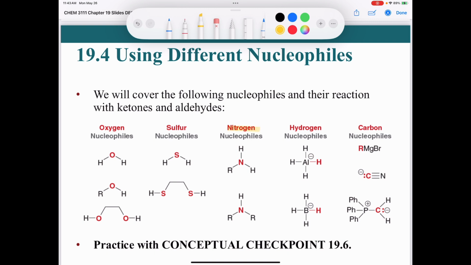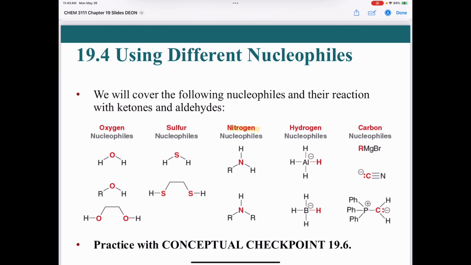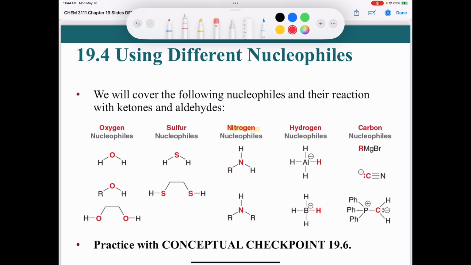Then we have nitrogen nucleophiles. So we're going to look at primary amines. So this amine here, this would be a primary amine, and then we're going to look at secondary amines. Tertiary amines don't make good nitrogen nucleophiles, and that's because they don't possess a proton on the nitrogen. Then we're going to look at hydrogen nucleophiles like lithium aluminum hydride, sodium borohydride, and then carbon nucleophiles.